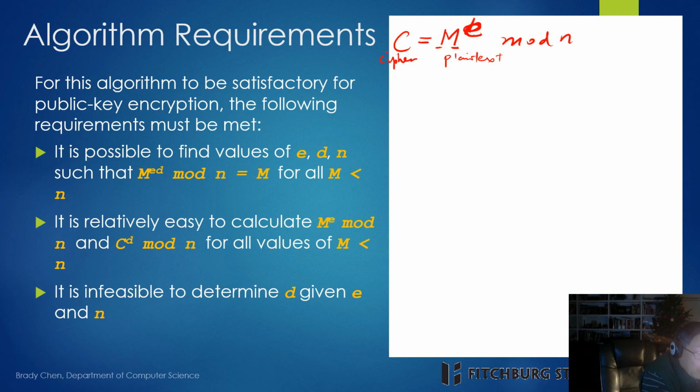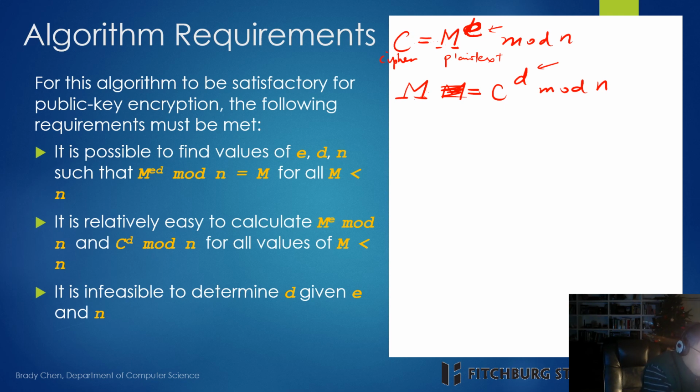We also said that the decryption should be very similar. We should perform, I'm sorry, not M, C to the D mod N, and we should select the values E and D such that C to the D mod N is M. So we can restore the plain text. Now, in order to make these two statements true, we have to make sure that certain conditions are true.